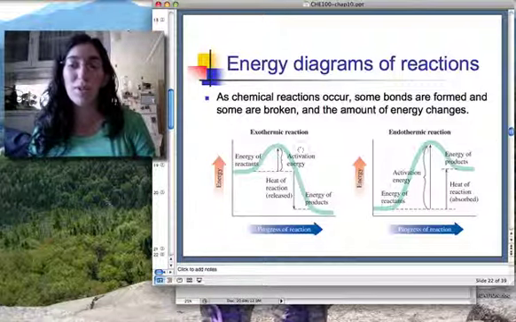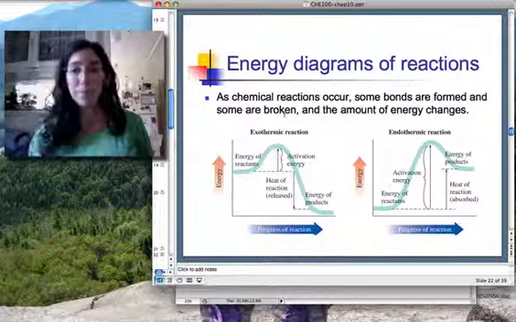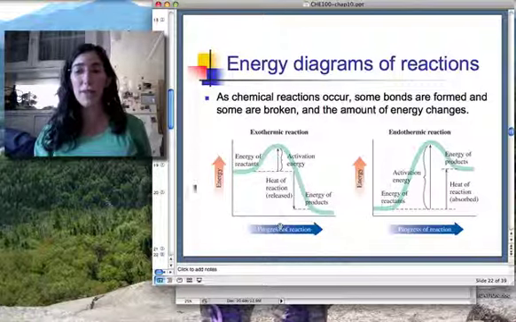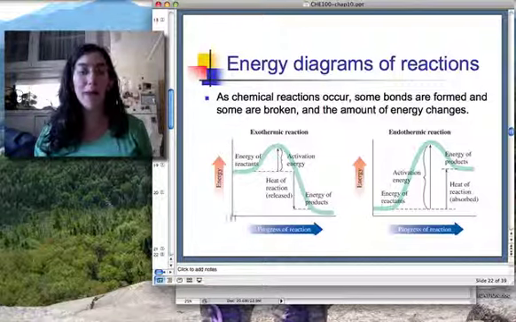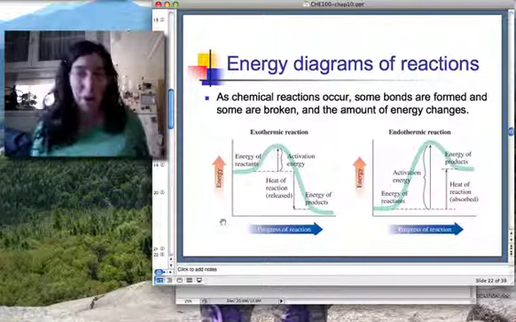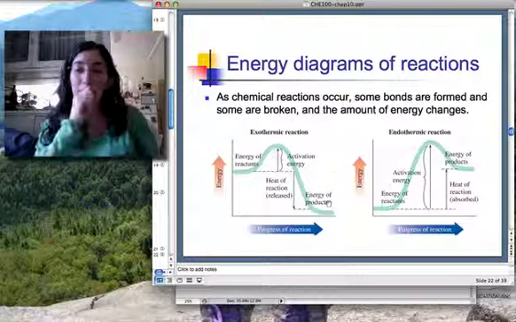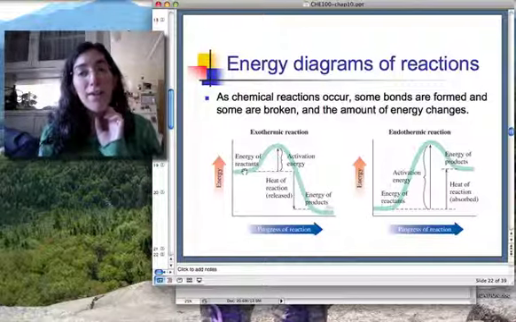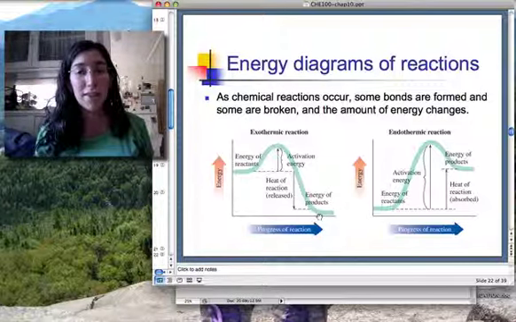So we have two different classifications for chemical reactions. They can either be exothermic or they can be endothermic. An exothermic reaction, and these pictures here are what we call energy diagrams. On the y-axis we have the amount of energy in the reaction, and on the x-axis we have the progress of the reaction. So we have reactants react to form products, okay? In an exothermic reaction, the energy of the reactants is higher than the energy of the products. So there's actually a net decrease in the amount of energy.